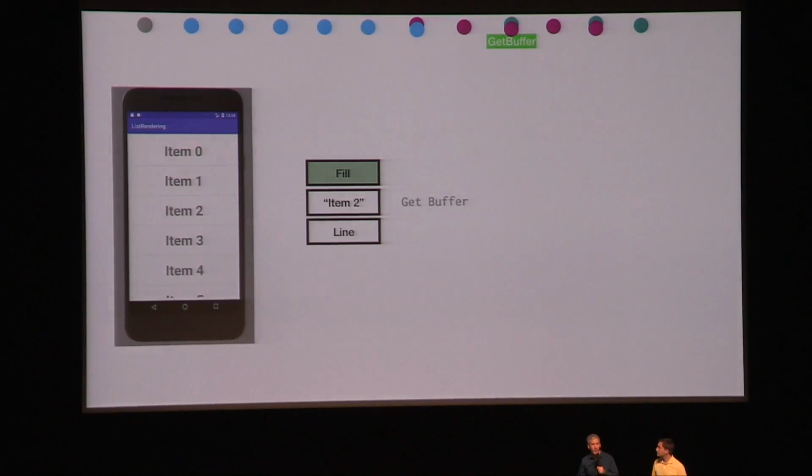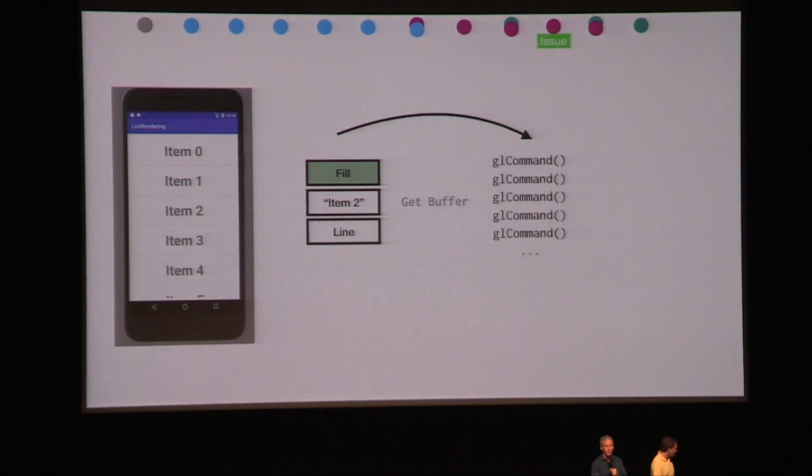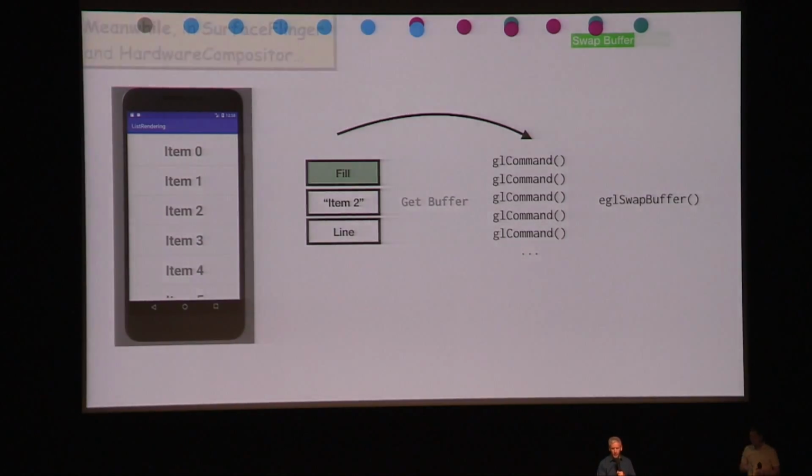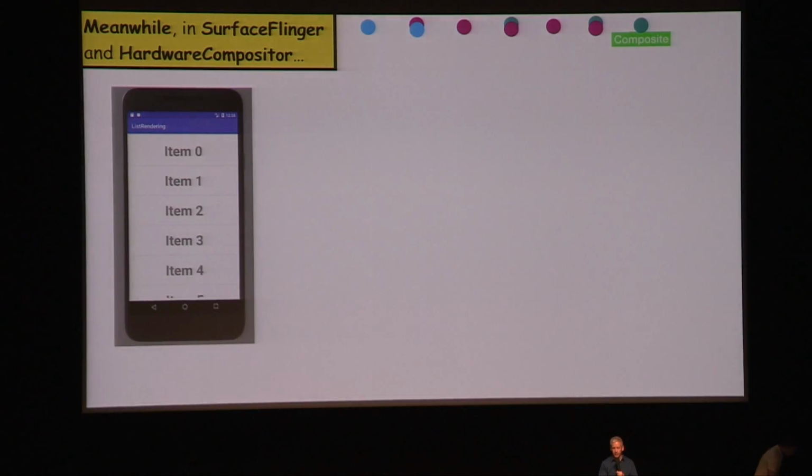So now we execute, so we're actually going to issue GPU commands. We do a get buffer. This is actually an implicit command, so as we start to issue these OpenGL commands to the GPU, there will be a buffer that we get as part of that where we can draw into. We issue all the GL commands, and then we request a swap buffer. So we've done a bunch of GL, and now we say, okay, present it to the screen. And then we're into the composite stuff.